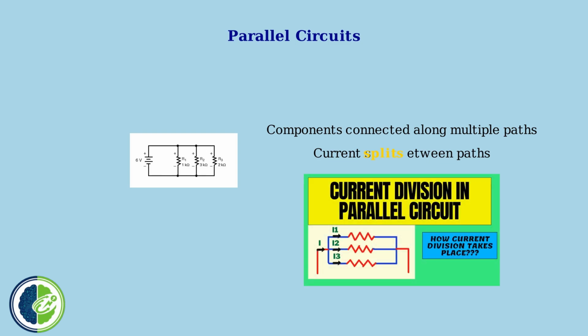Here we can see how current divides in a parallel circuit. The total current from the battery splits into 3 separate currents, each flowing through a different resistor branch.